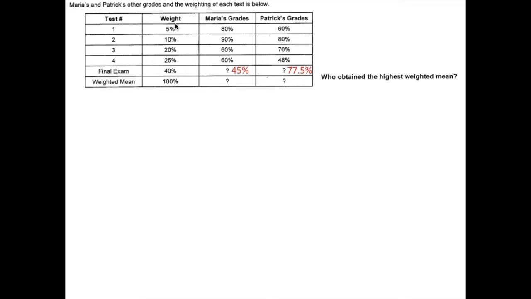Maria is going to get 5% of 80, plus 10% of 90, plus 20% of the 60, and 25% of 60, plus 40% of 45 to get the weighted mean. For Maria, I'm going to do 5%, which is 0.05 times 80, plus 10%, which is 0.1 times 90, plus 20%, which is 0.2 times 60, plus 25%, which is 0.25 times 60, plus 40% of the 45, which is 0.4 times 45. And that gives us 58%. If you wanted to, you could turn these into decimals as well, so we would have got 0.58.